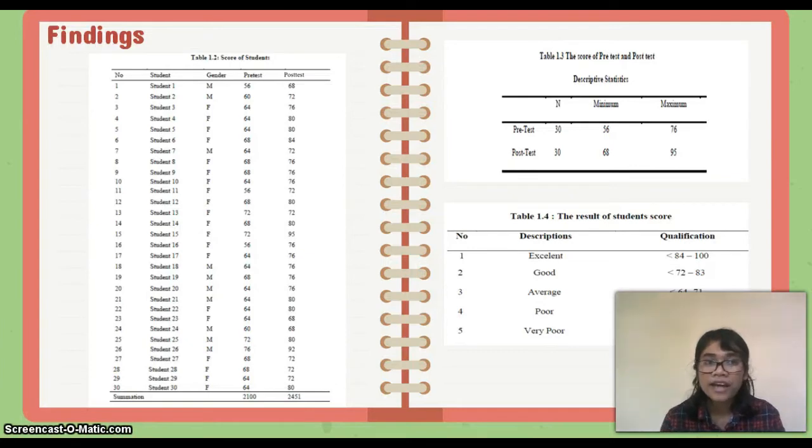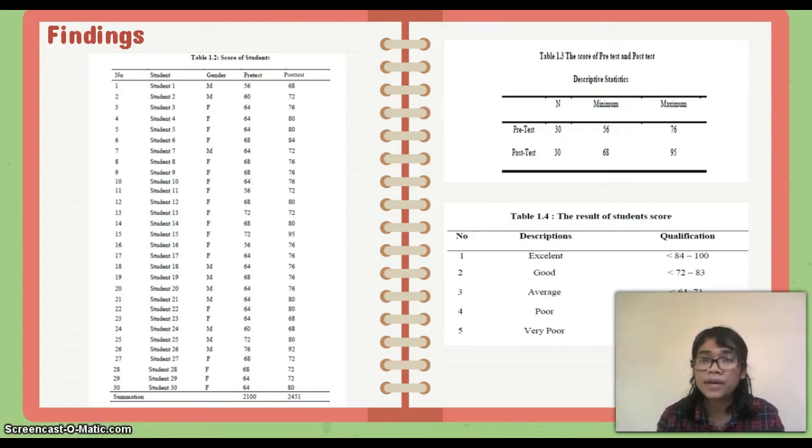And this is the findings of that research. We can see from this table, there are three tables. The first one is the score of students. We know if the pre-test score and also the post-test score is really different. On the pre-test, the students scored lower than on the post-test. It means there was an improvement from the students.